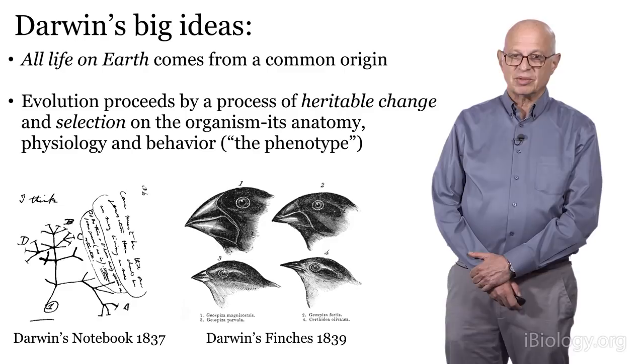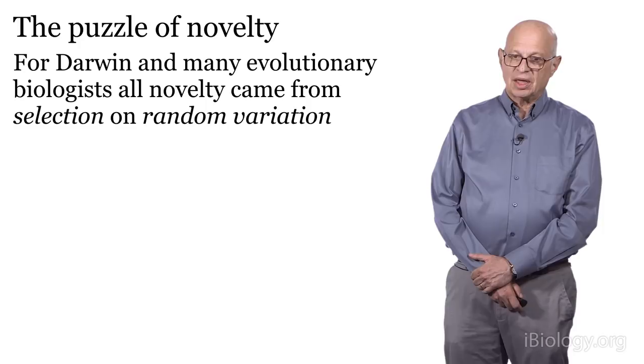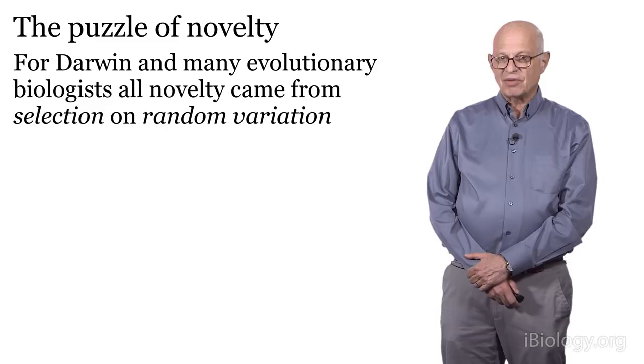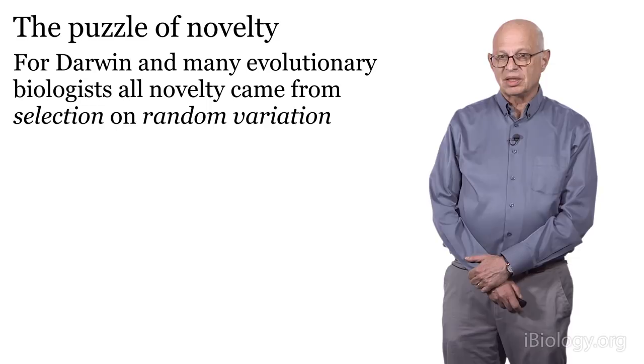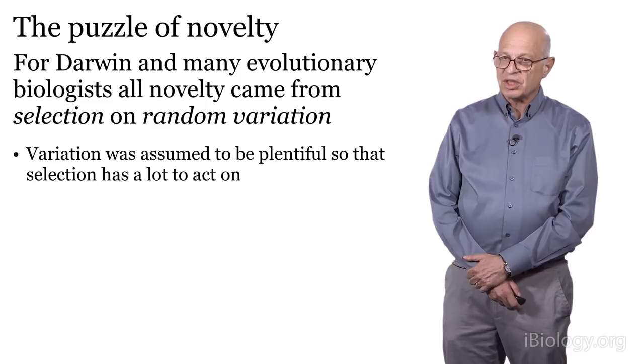Now, here's the problem. We understand selection. That's something that Darwin really based a lot on animal husbandry and plant selection. We could see that in terms of human intervention. But where does the novelty come from on which selection can act? And he believed that there was random variation in the phenotype, which was inherited. Of course, he didn't know at that time how it was inherited. And he made certain assumptions about the nature of that variation.